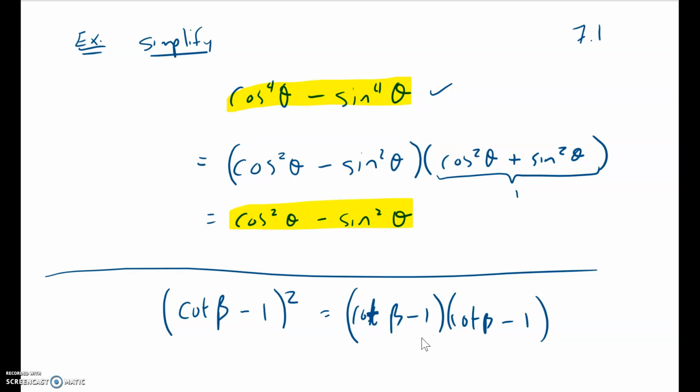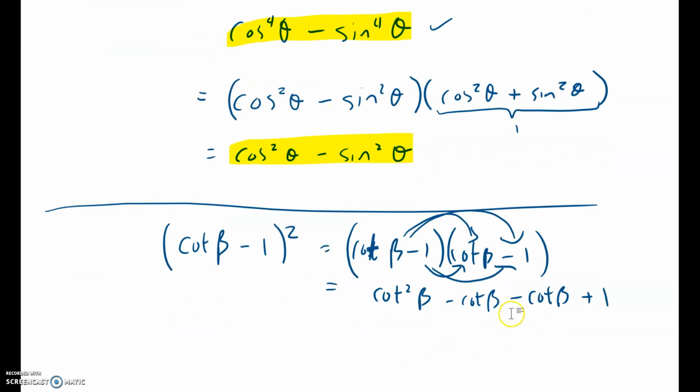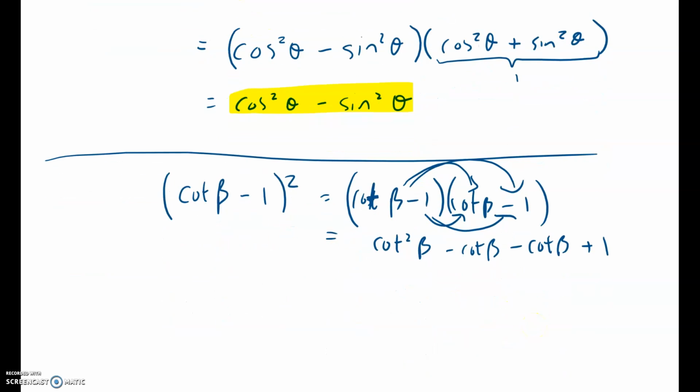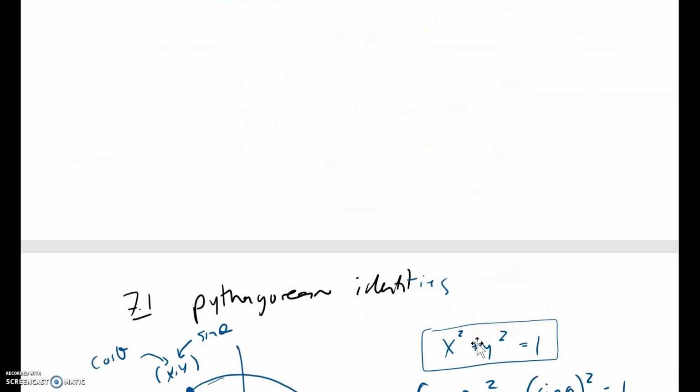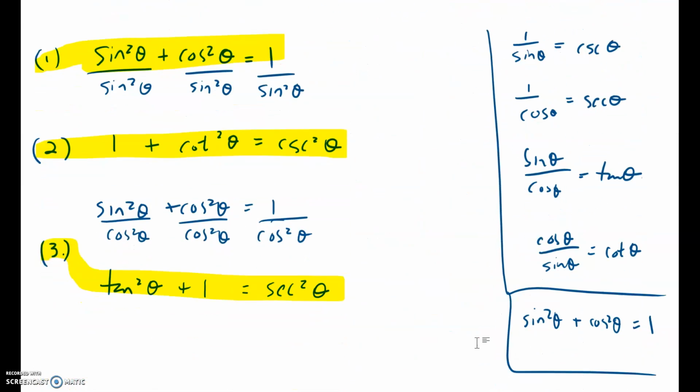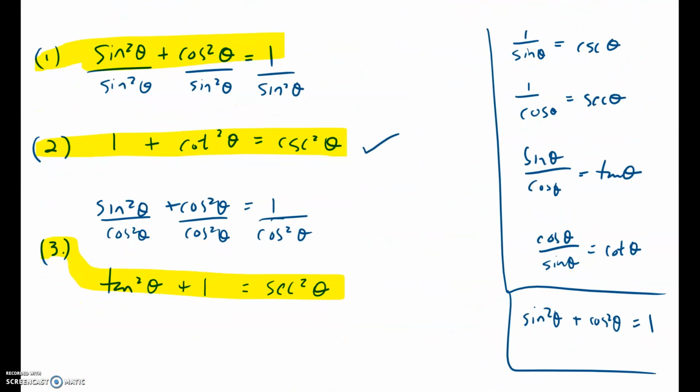Not conjugates, right? It just says squared, so I just repeat the factor. And I get cotan squared beta minus cotan beta minus cotan beta plus 1. All right, and then you're looking for your identity. Find your identity. Get used to this. Like I said, there's a lot. That should jump out at you. Well, maybe not yet because we haven't seen a whole bunch of it. But cotan squared plus 1 is equal to cosecant squared theta.